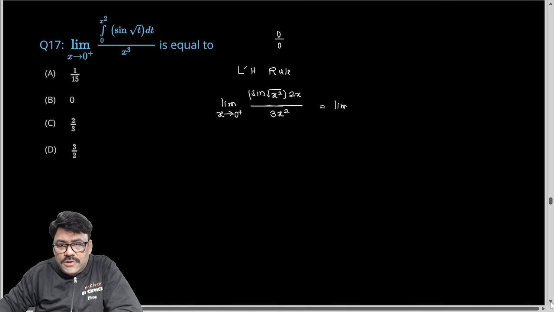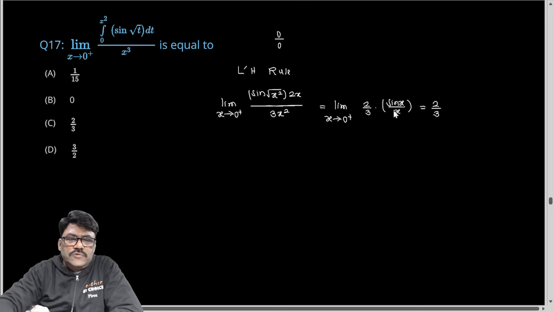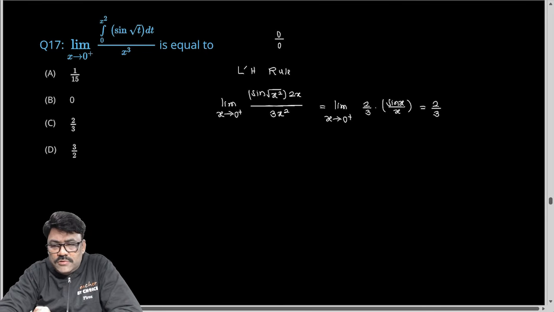So now you can see that limit x approaching to 0 plus, it is 2 by 3 sine x by x. Since x is 0 plus, you can write under root x square as x only. No need to write mod x. And sine x over x is 1, so the limit is 2 by 3. So hence 2 by 3 is the correct answer here. Option C.